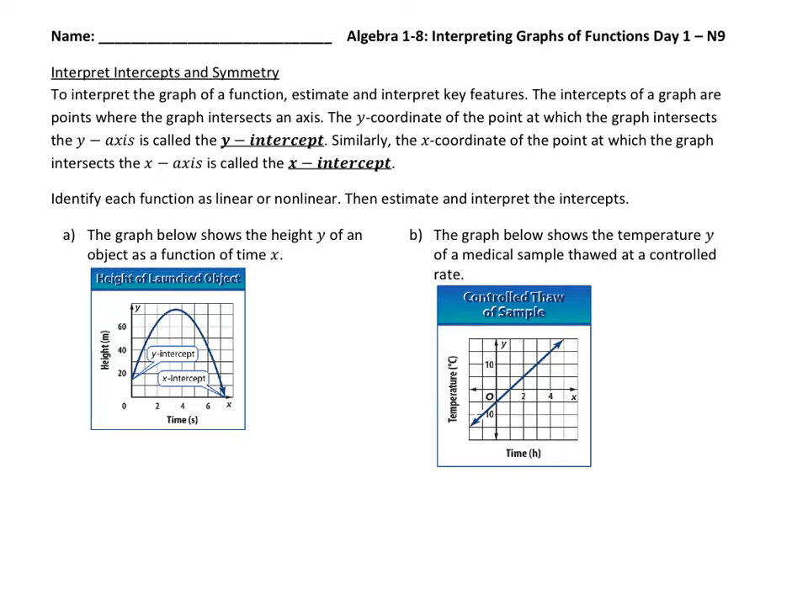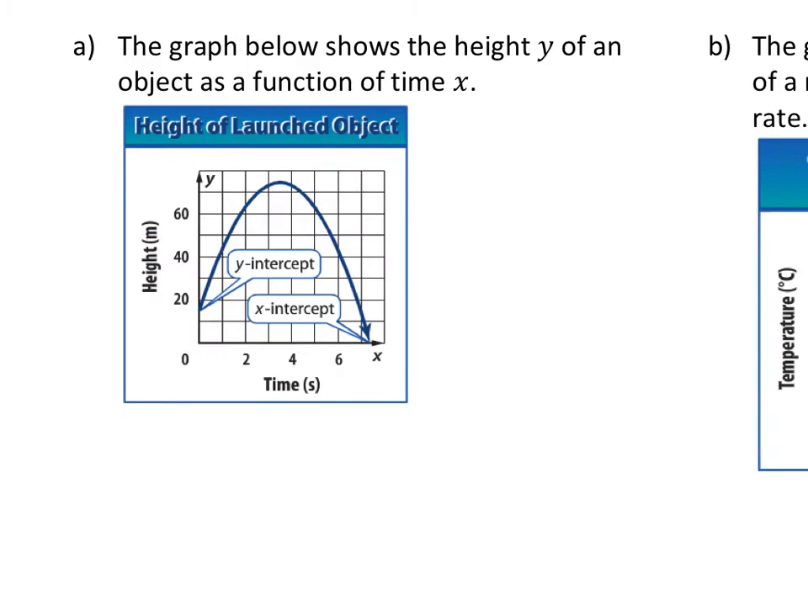Identify each function as linear or nonlinear, then estimate and interpret the intercepts. Letter A. The graph below shows the height y of an object as a function of time x. So we need to take a look and see, first, is this linear or nonlinear? Remember, linear means a straight line. It's clearly not a straight line, so we would call this nonlinear. And then we need to determine its intercepts and interpret them.